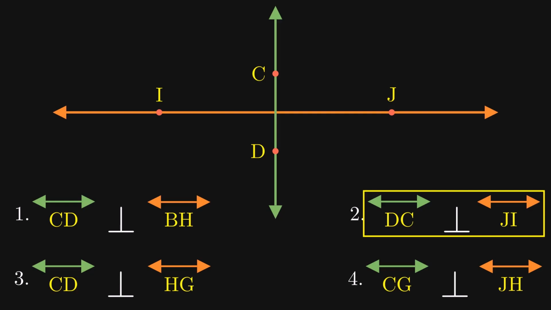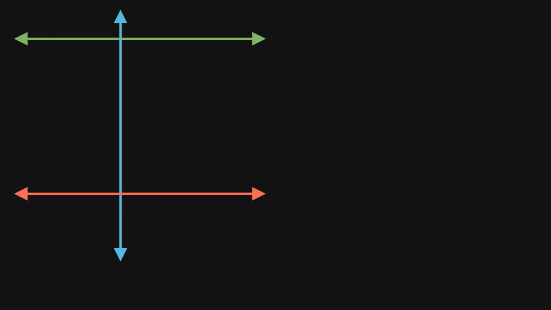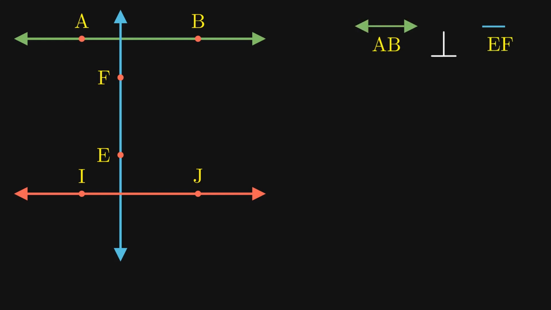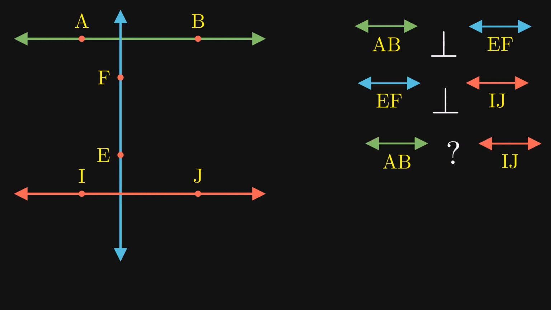So let's wrap up this video with a scenario. Now suppose we have three lines, where line 1 is perpendicular to line 2, and line 2 is perpendicular to line 3. What can we conclude about the first and the third lines? To put this more formally, let's say points A and B are on the green line, and the points E and F are on the blue line, and points I and J on the red line. So we have that line AB is perpendicular to line EF, and line EF is perpendicular to line IJ. What can we conclude about line AB and line IJ?